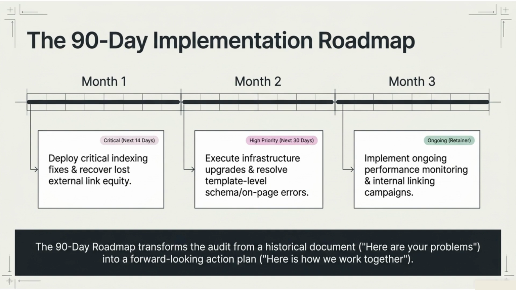The 90-day implementation roadmap organizes fixes by month. Month 1 is critical, Month 2 is high priority, and Month 3 is ongoing. This transforms the audit from a historical document of problems into a forward-looking action plan for collaboration.